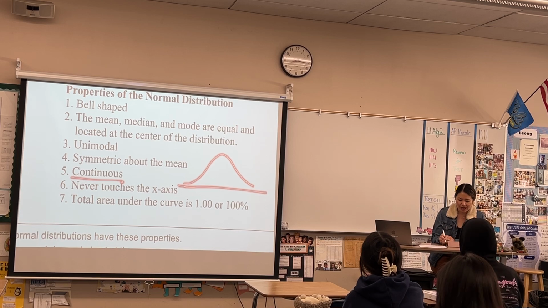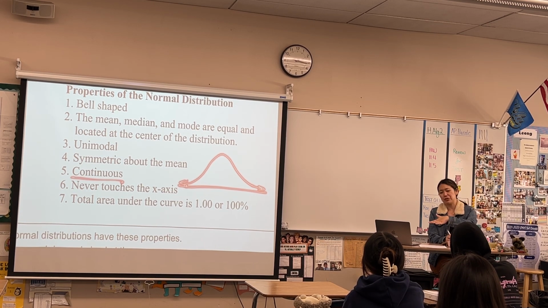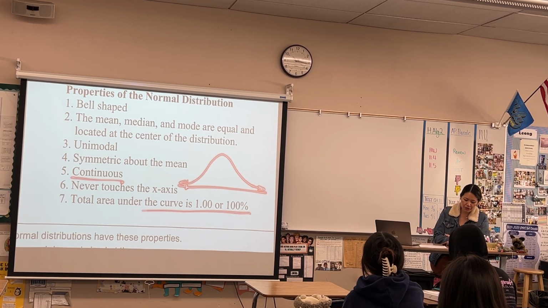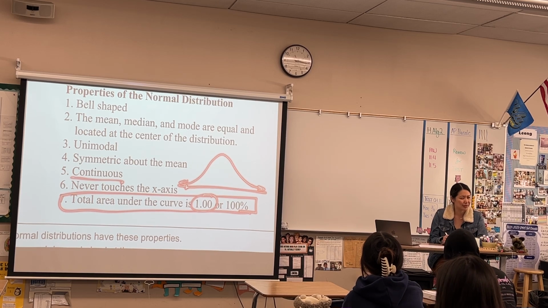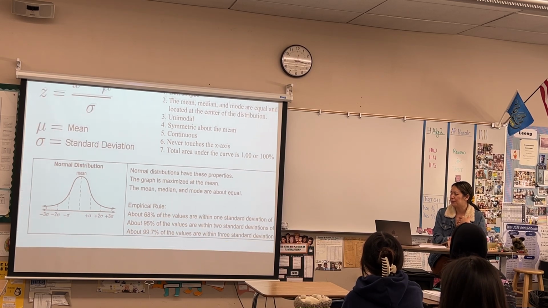It never touches the x-axis, so this just keeps on going forever, but gets closer and closer to the x-axis. And the total area under the curve is 100% or 1. So this is a probability distribution, so the area under the entire curve is going to be 100% or 1.